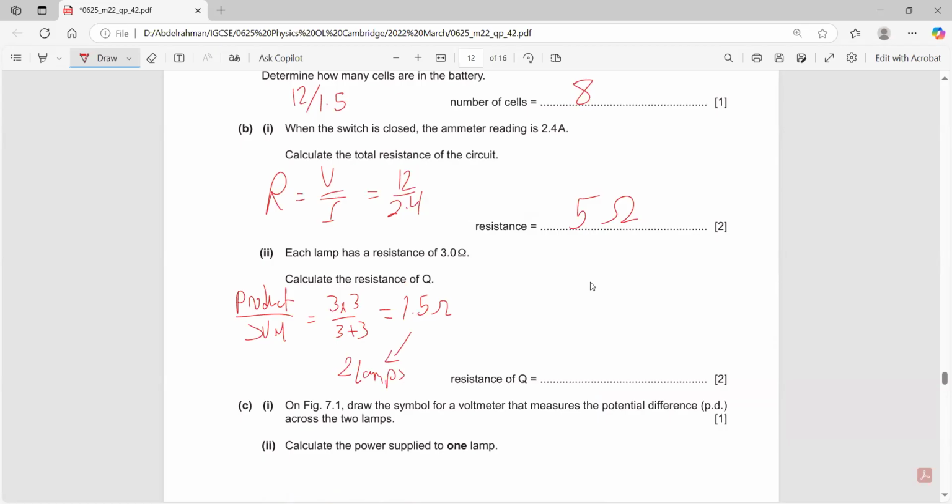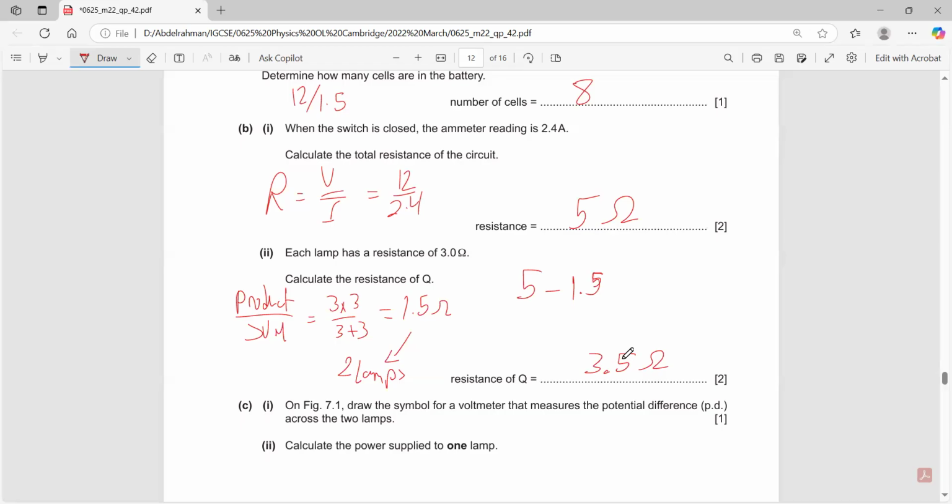Can I find Q? Yes. The total resistance of the circuit is 5 ohms minus the two lamps together, which is 1.5, which gives you a resistance of 3.5 ohms. Again, total resistance of the circuit is 5 ohms, both lamps together 1.5. So 5 minus 1.5 is 3.5 ohms.